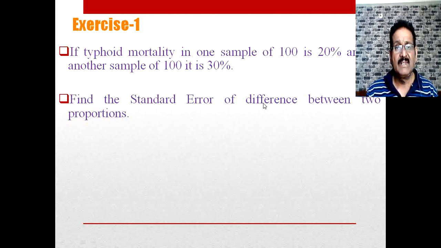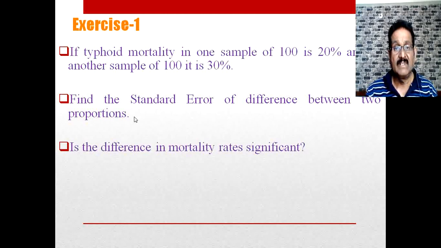Find the standard error of difference between two proportions. Is the difference in mortality rate significant? Means ultimately we have to answer whether the difference between the two proportions is found to be significant or insignificant. So we have to conclude at the end by using the z-test or directly using the standard error. I will show you when we solve the question.